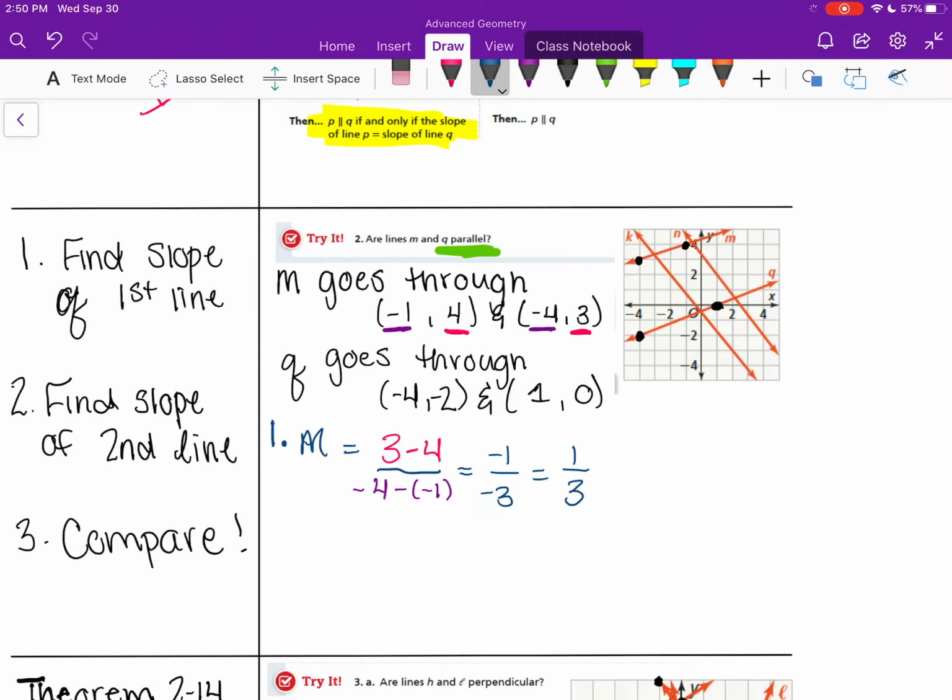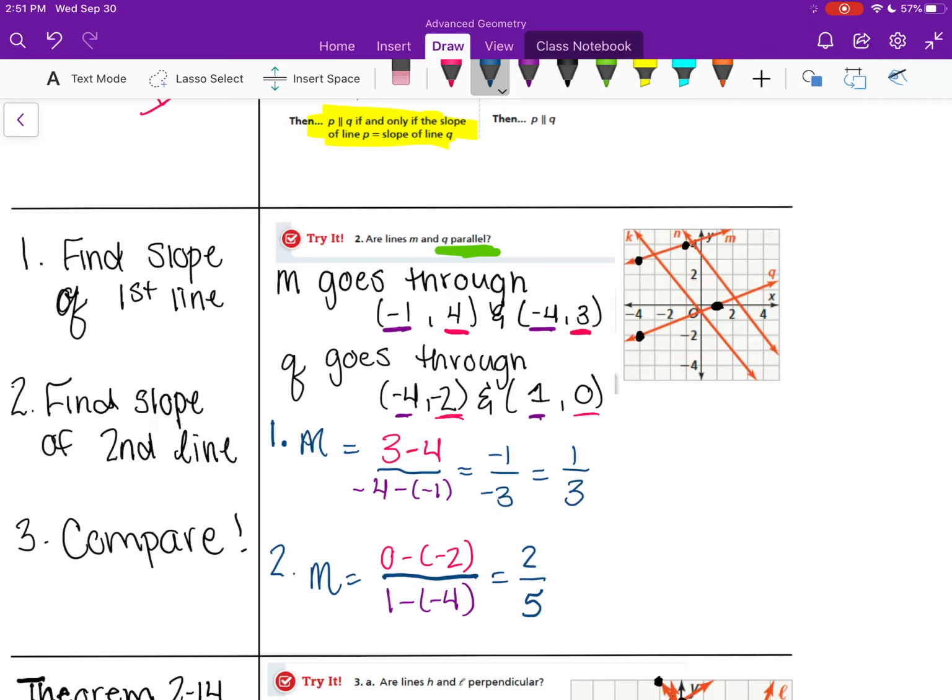Now step 2, we want to find the slope of line Q, and I still use m to represent slope. I just know that I'm now dealing with the second line. Once again, I want to do y2 minus y1, so that is 0 minus negative 2 over x2 minus x1, which would be 1 minus negative 4. I'm going to simplify that numerator and denominator, and that leaves me with 2 over 5.